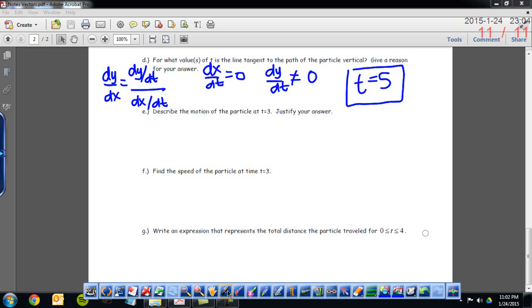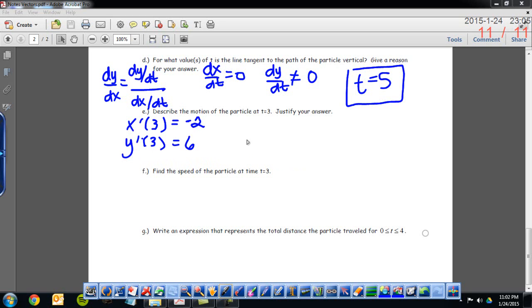All right, part E, describe the motion of the particle at t equals 3. Justify your answer. Okay, again, the velocity of the particle describes the motion of the particle. So we need to find the velocity at t equals 3. So that involves finding x'(3) and y'(3). And x' and dx/dt are the exact same thing. So you can either say dx/dt evaluated at t equals 3, or you can say x'(3). Same thing. So if you plug a 3 into x', you end up with -2. And if we find y'(3), you end up with 6.